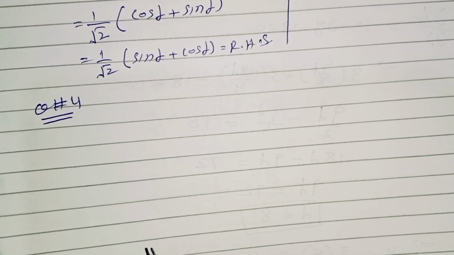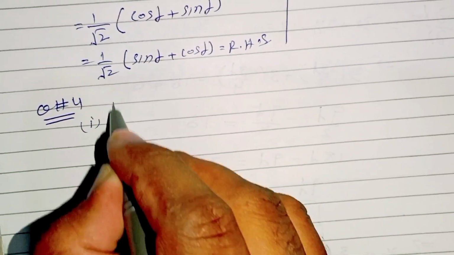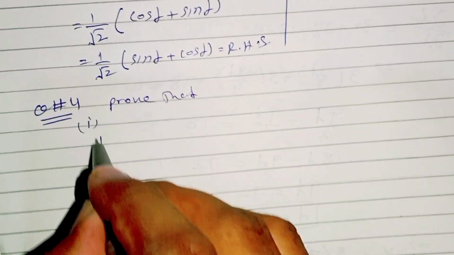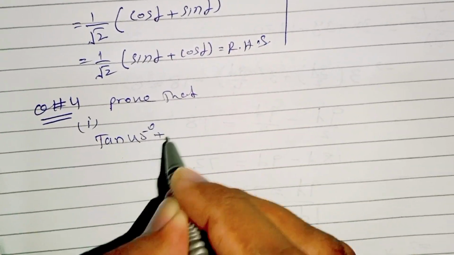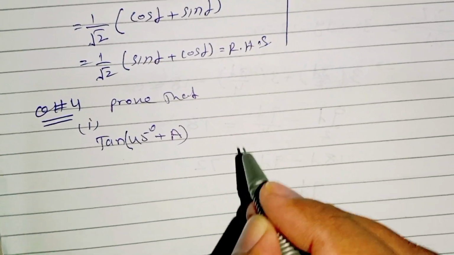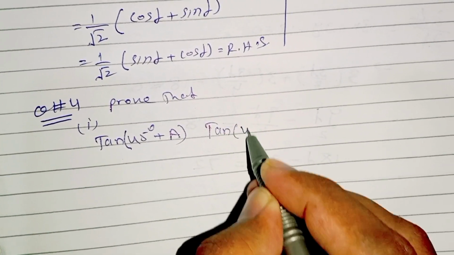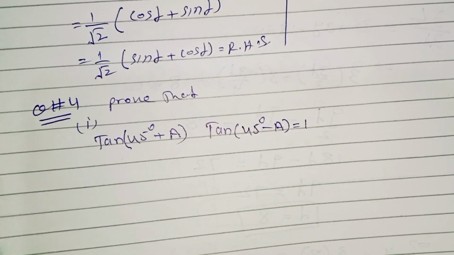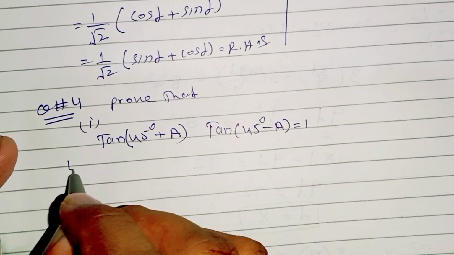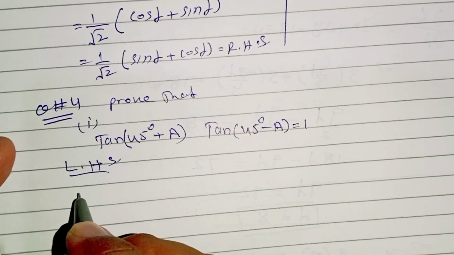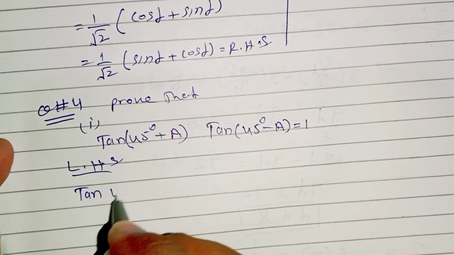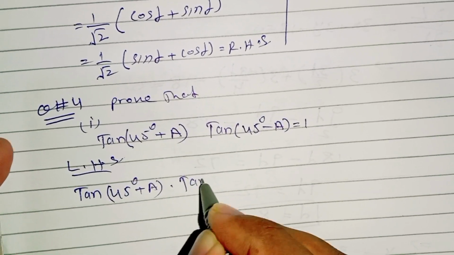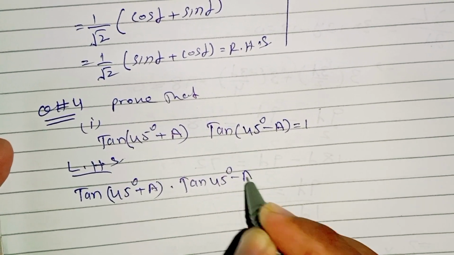Question number 4 of this exercise, part number 1. Prove that tan 45 degree plus A multiplied by tan 45 degree minus A is equal to 1, which we have to show. Now we take left hand side, tan 45 degree plus A multiplied by tan 45 degree minus A.